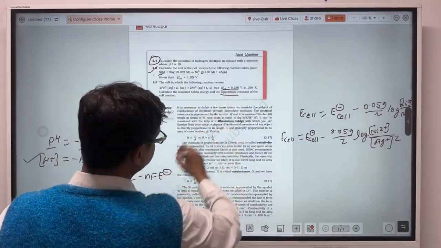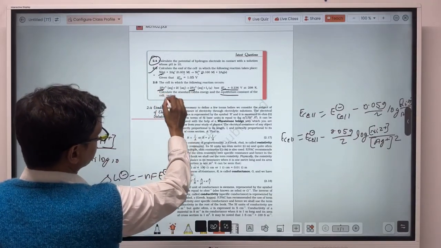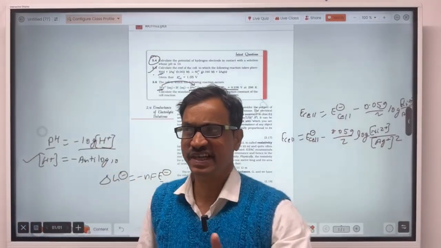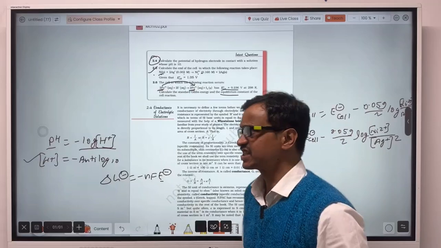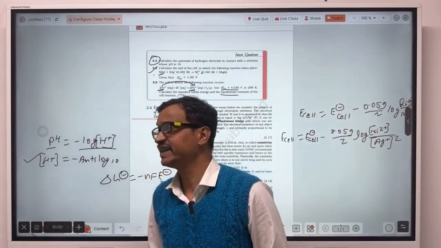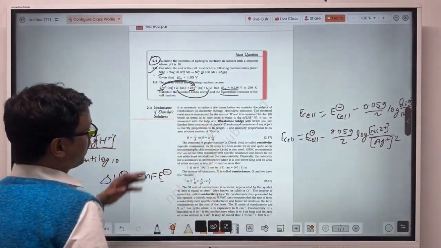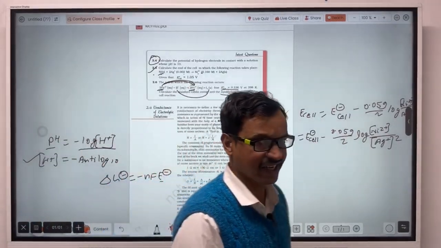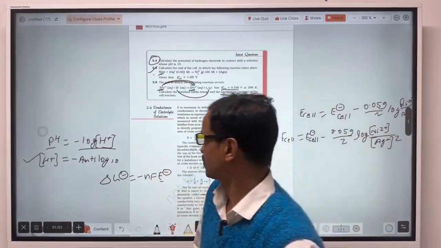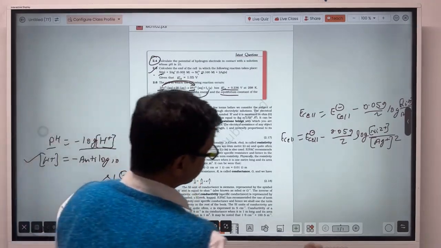E standard of the cell has been given here. So n equals how much? 2 Fe3 plus converted to Fe2 plus. 1 Fe3 plus has gained 1 electron so that it has converted into Fe2 plus. So 2 Fe3 plus have gained 2 electrons. And here also, 1 iodide ion has lost 1 electron, so 2 iodide ions have lost 2 electrons. So the value of n will also be 2. So put the value here, n equals 2.